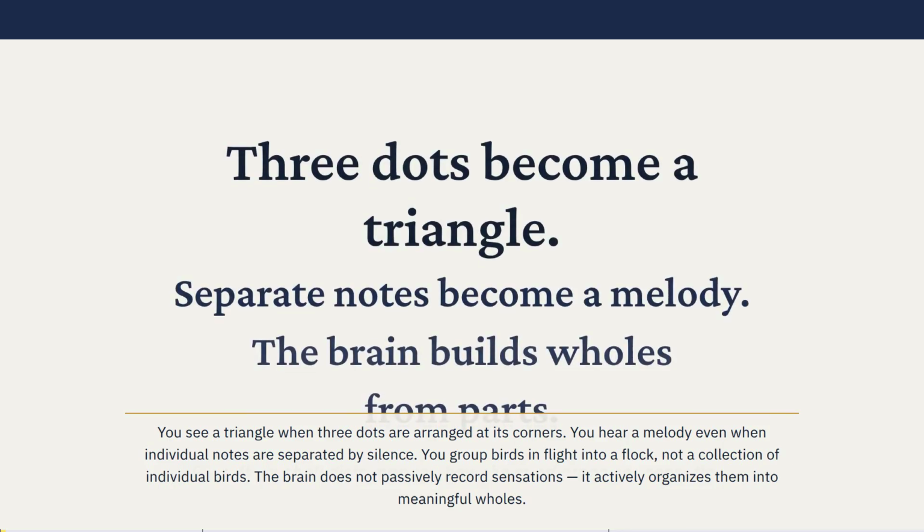You see a triangle when three dots are arranged at its corners. You hear a melody even when individual notes are separated by silence. You group birds in flight into a flock, not a collection of individual birds. The brain does not passively record sensations. It actively organizes them into meaningful wholes.